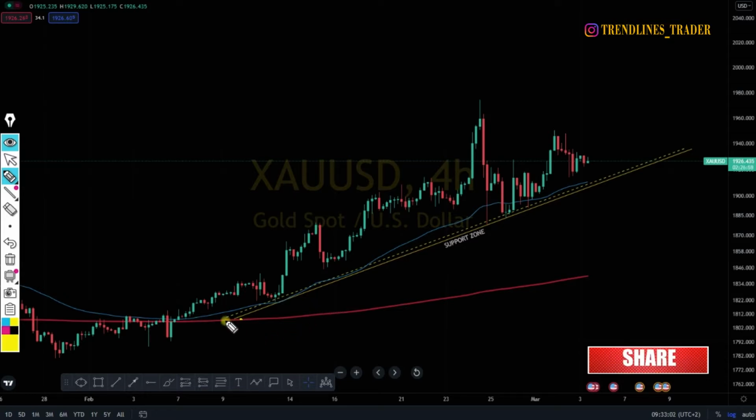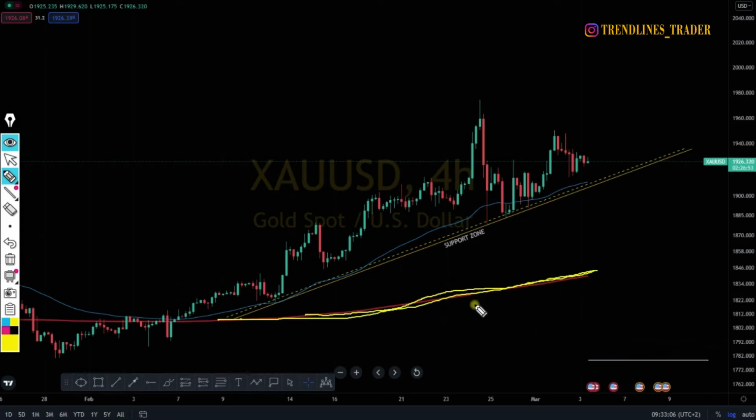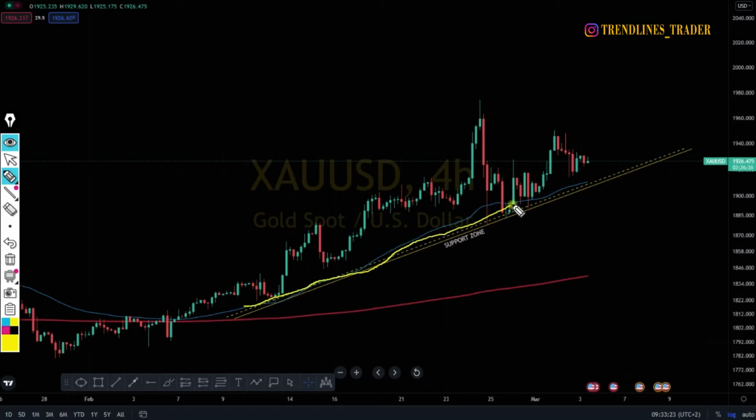Ladies and gentlemen, this is my 200 smooth moving average, and I'm also having the blue one. It's my 50 smooth moving average. Remember, I'm using this just to determine where the market price is, because with the 50 I'm using it as my support, and the 200 tells me whether I should be looking for buys or for sells.